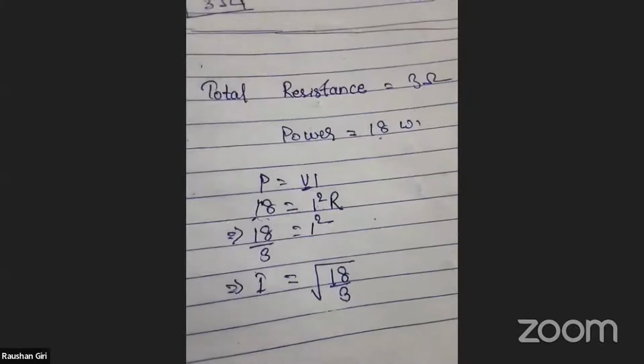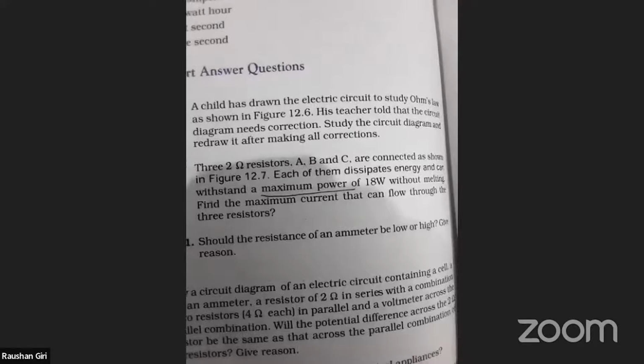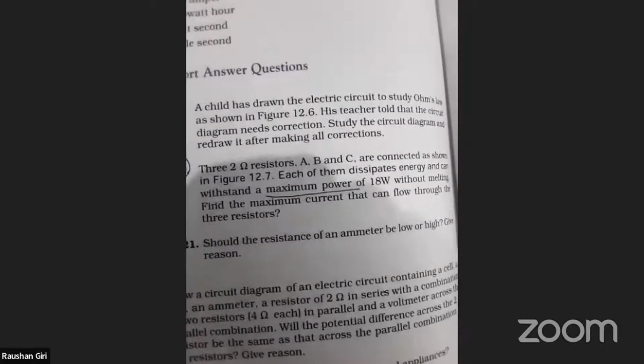Three 2 ohm resistors A, B, C are connected as shown in figure 12.7. Okay, so one is connected to the other, and the total resistance you are getting is 3. Yes, sir.